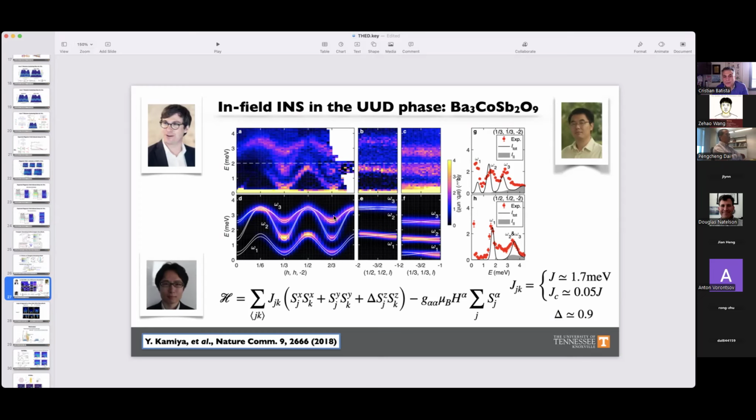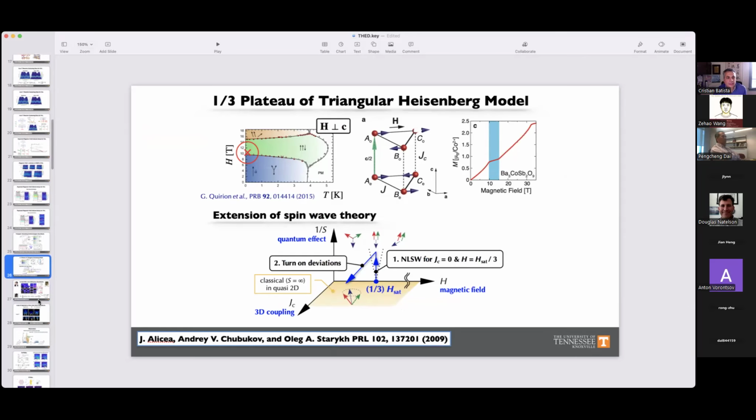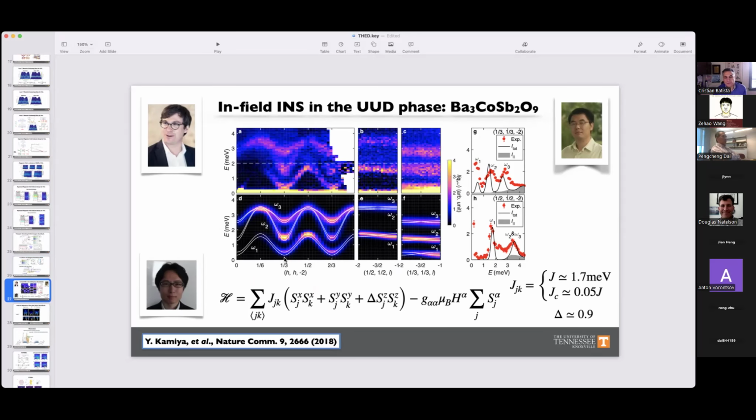So you have 3 modes. I see. And here the doubling comes from the fact that you have 2 layers in this particular material's unit cell, right? For a single layer, it will be only 3 modes. Yes. For this material, you have 2 layers in the unit cell, so that's the reason why you see this doubling. The single layer, you will see only 3 modes. Yes. Okay, very interesting.